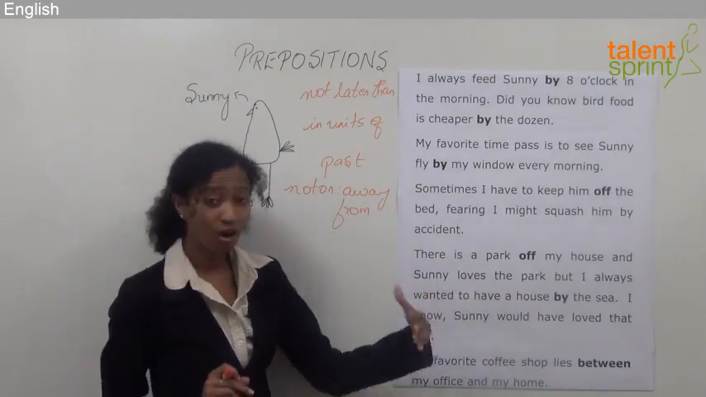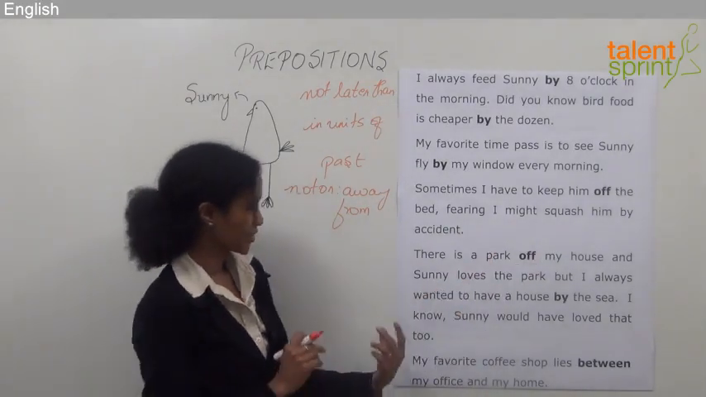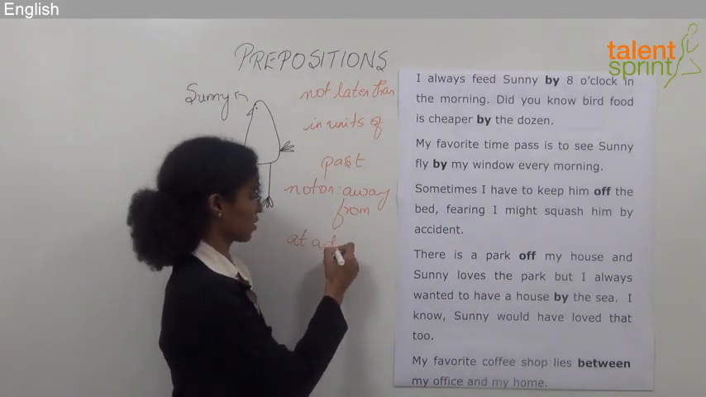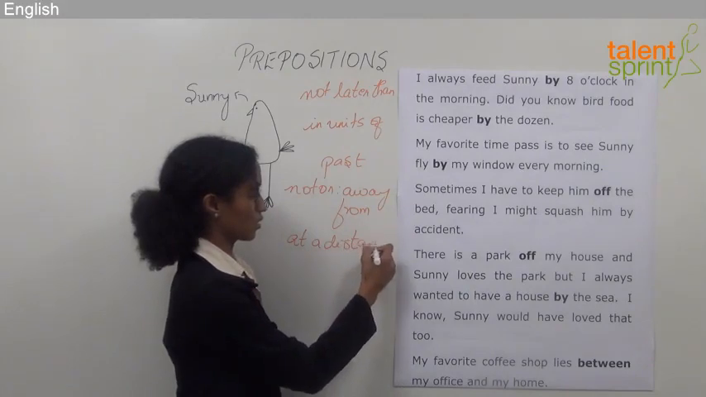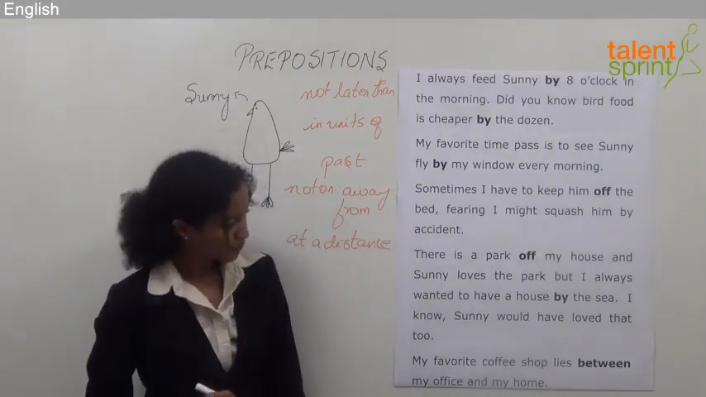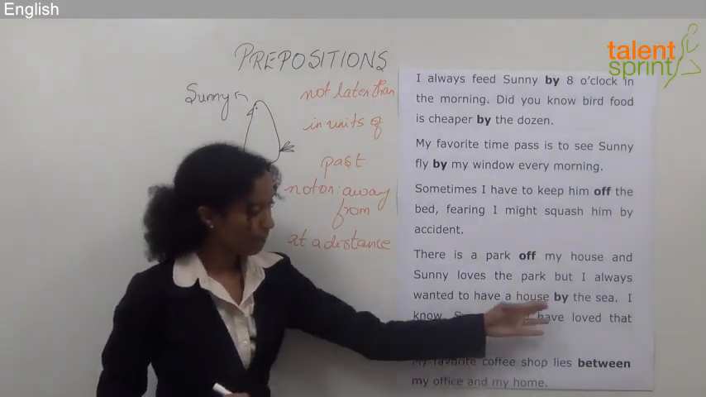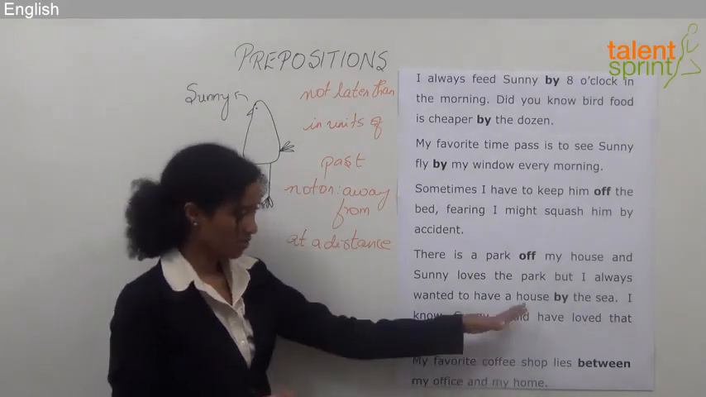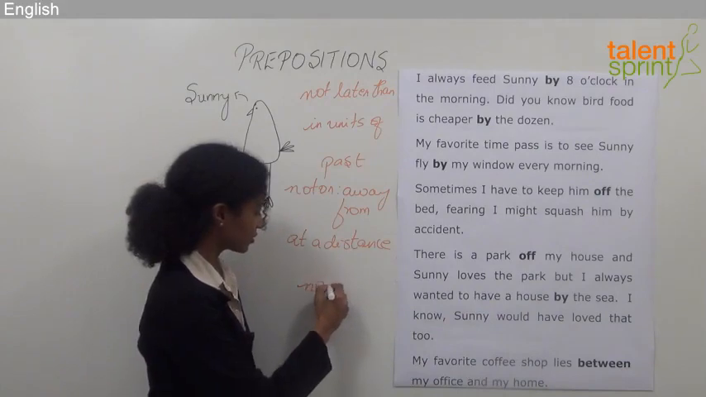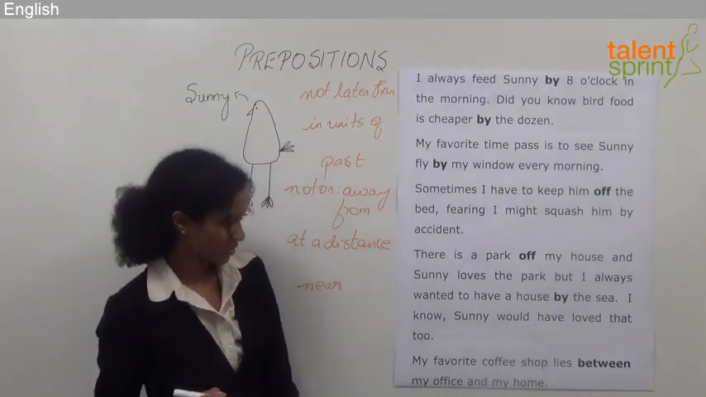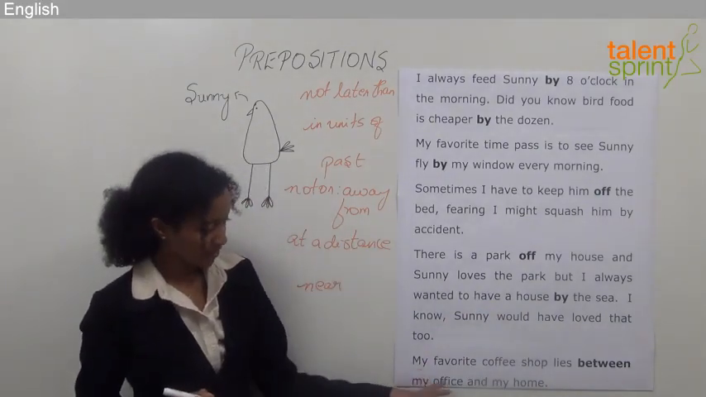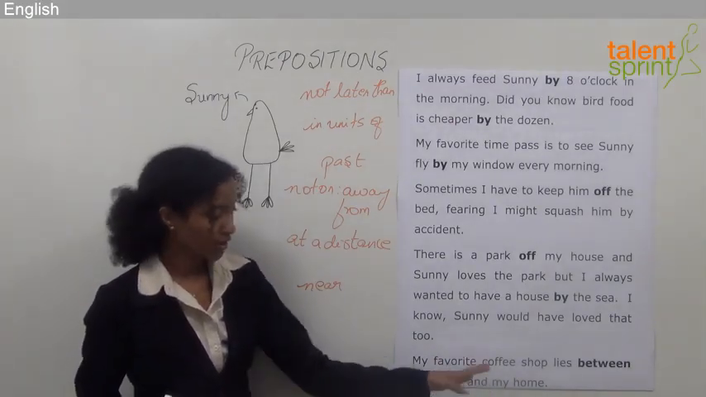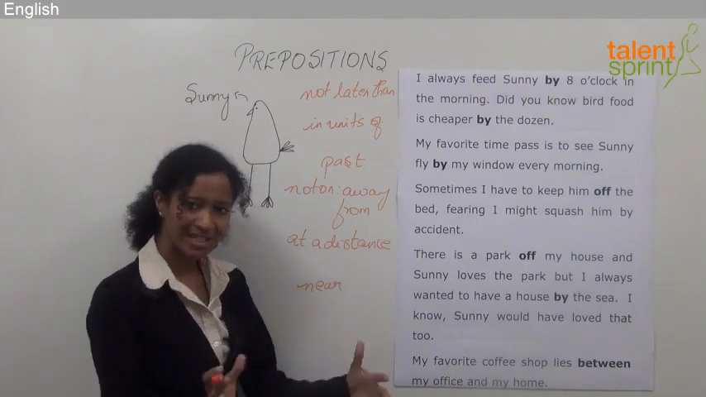There is a park off my house. Here, off represents at a distance from my house. And in this line, I always wanted to have a house by the sea. So here, by represents near. I want to have a house near the sea. Here, my favorite coffee shop lies between my office and my home. Here, between denotes an intermediate location.